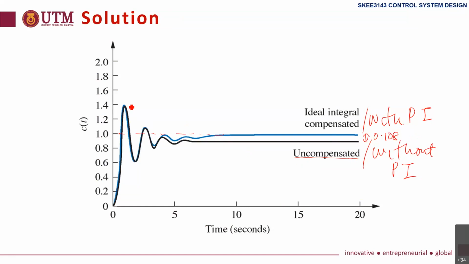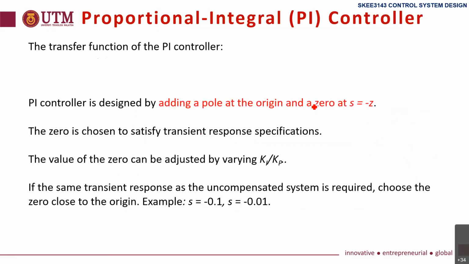And the transient response, you can see, of course, there is a slight difference. Not exactly the same. You can see the blue and black lines, they are not exactly the same, but almost similar. Okay? But error now becomes 0. That is the use of PI controller. Let's go into detail of PI controller.